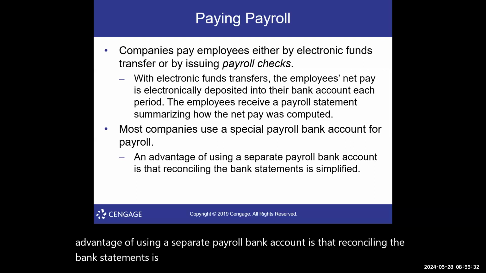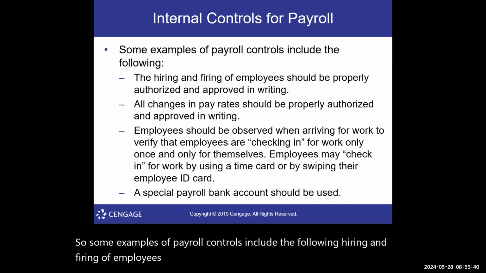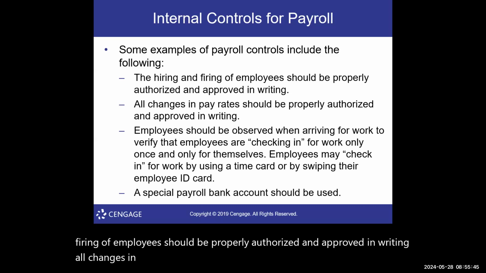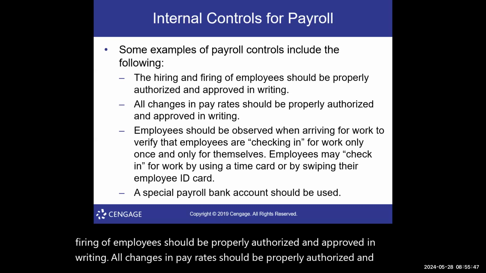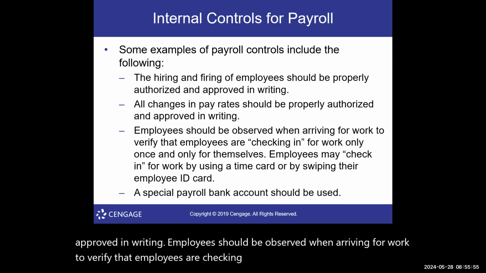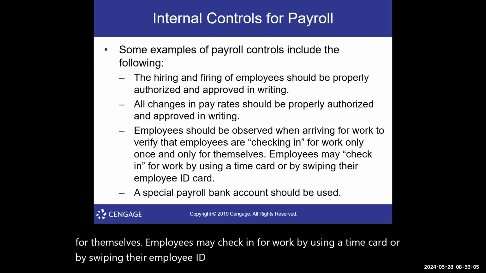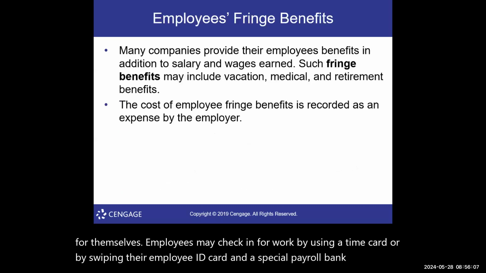So some examples of payroll controls include the following: Hiring and firing of employees should be properly authorized and approved in writing. All changes in pay rates should be properly authorized and approved in writing. Employees should be observed when arriving for work to verify that employees are checking in for work only once and also only for themselves. Employees may check in for work by using a time card or by swiping their employee ID card, and a special payroll bank account should be used.